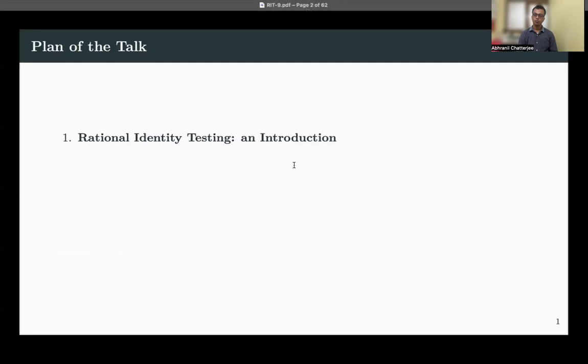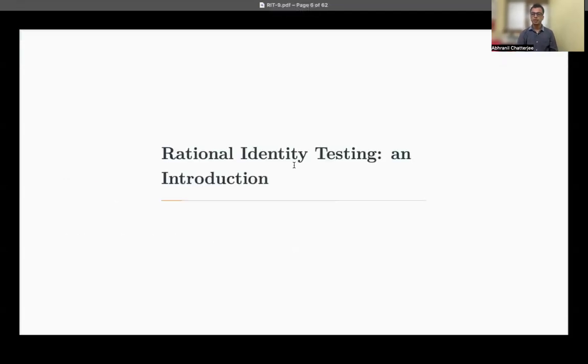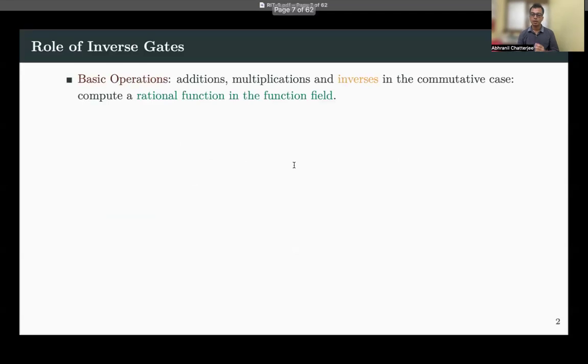I'll start by defining what this rational identity testing problem is. Then I'll present our result, followed by a brief overview of our approach. Finally, I will conclude with some interesting open problems. So let's start by defining what this rational identity testing problem is. We'll look at each term one by one. The term rational comes from the use of inverse gates.